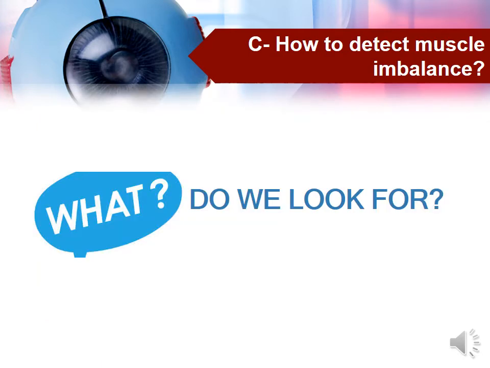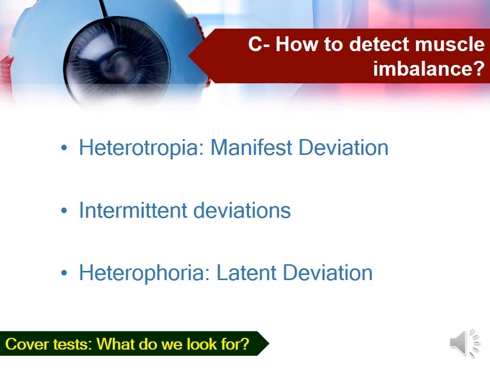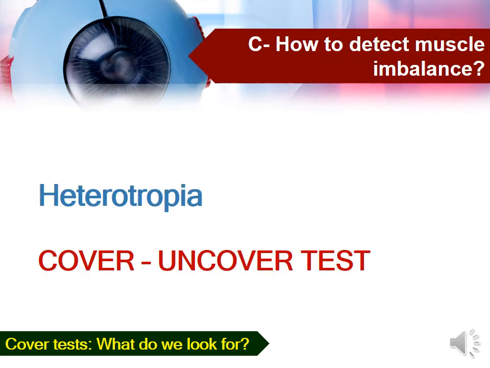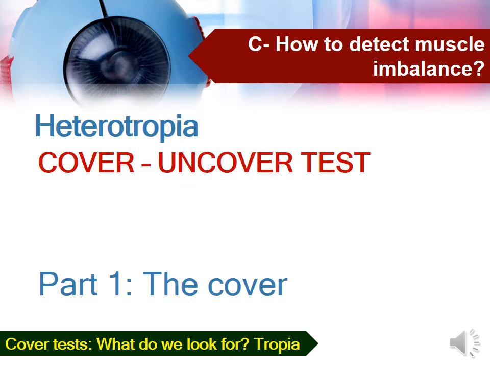The last question is what we need to look for in cover tests. Cover tests can help to identify and differentiate different grades of muscle imbalance, such as heterotropia, intermittent deviations, and latent deviations. Cover and uncover tests can help to detect heterotropia or manifest deviation. Both the cover and the uncover parts are important.